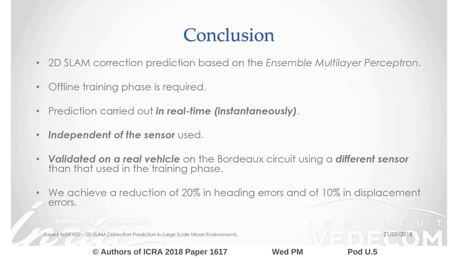In conclusion, our correction prediction approach is based on a supervised machine learning model. Therefore, an offline training phase is required. Once the training phase is complete, the predictions are carried out in real time. Our approach is independent of the sensor used. We validated our method on a real vehicle using a different sensor than the sensor used in the training and testing phases. The results we obtained are very promising, as we attenuate the heading errors by 20% and the displacement errors by 10%.